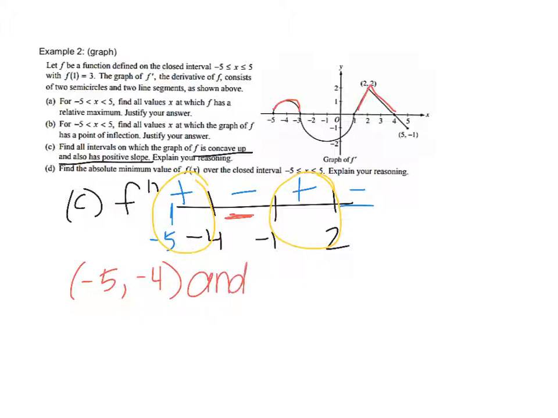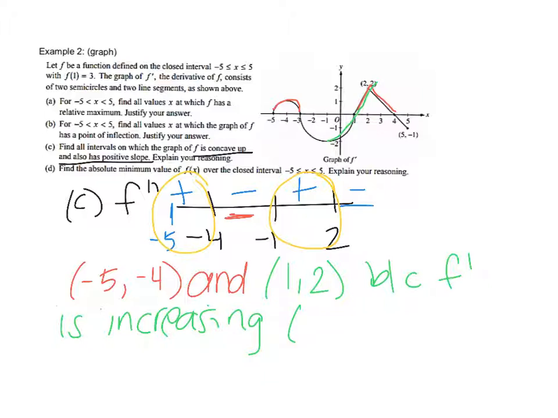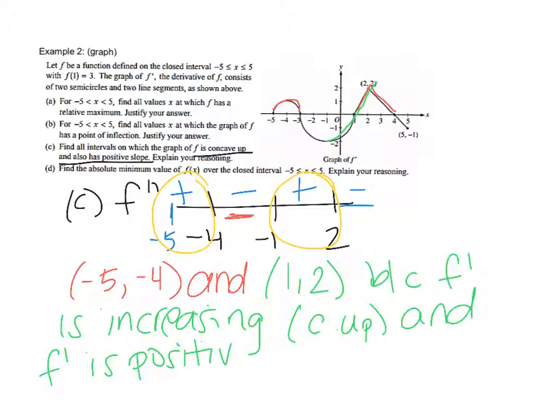And we also have between -1 and 2. So let's do -1 to 2. Where they overlap is between 1 and 2, because f prime is increasing and positive. If f prime is increasing, remember, it means concave up. And f prime is positive, which will tell me the slope is positive. Okay? So there's your justification.